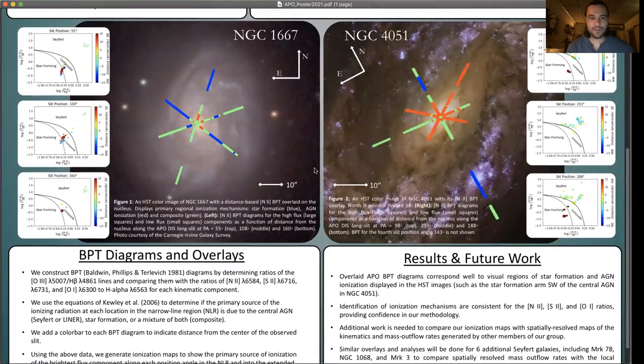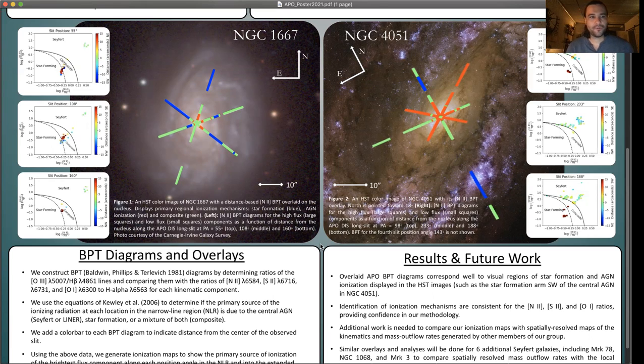So if we go down to these BPT overlays, we can see that I've taken the ratios of these emission lines and created these BPT diagrams, which tell us the dominant source of ionization for these kinematic components across the slits. For the two targets I have here, NGC 1667 and NGC 4051, you can see on the far left and far right the BPT diagrams, which show three separate regions of dominant ionizing sources. We either have the Seyfert, which shows the AGN ionization, the star-forming region, which shows mainly star-forming ionization, and the composite, which is a combination of both.